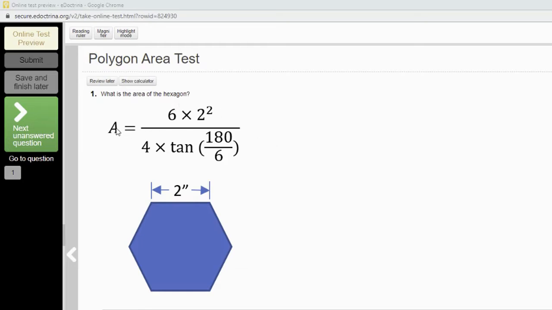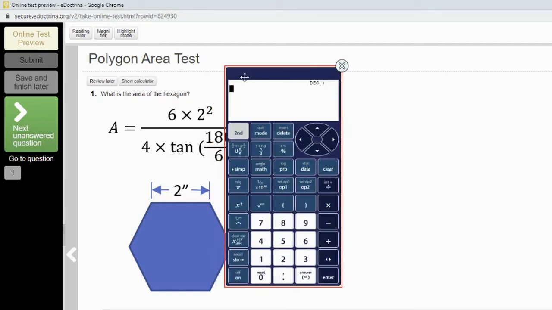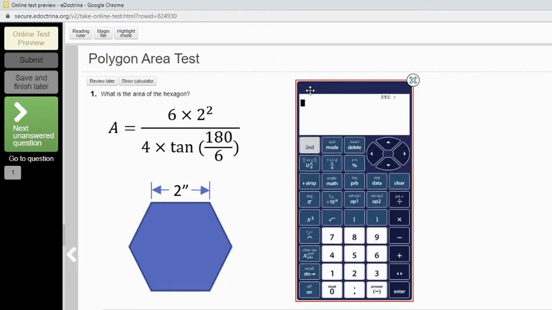We have our area formula given right here, and I've already plugged in the number of sides, which is 6, and the side length, which is given as 2. So, opening up the calculator, this looks pretty similar to most other scientific calculators that you may have used, but I just want to make sure that you can navigate this.